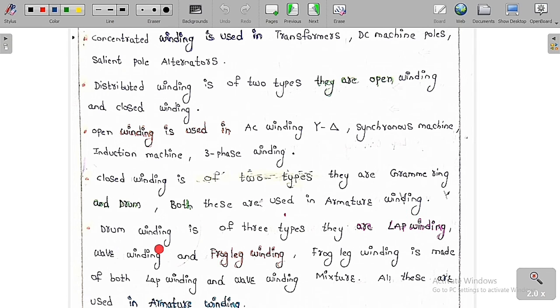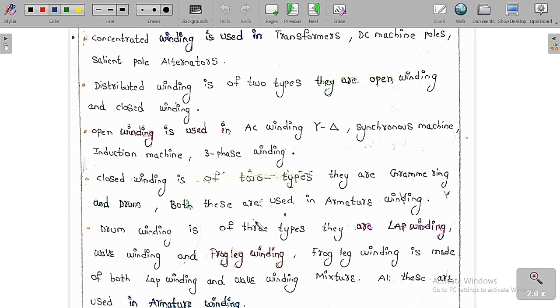Again, the drum winding is of three types. They are called the lap winding, wave winding and the frog leg winding. Frog leg winding is made of a mixture of both lap winding and wave winding. All of these are used in the armature windings.